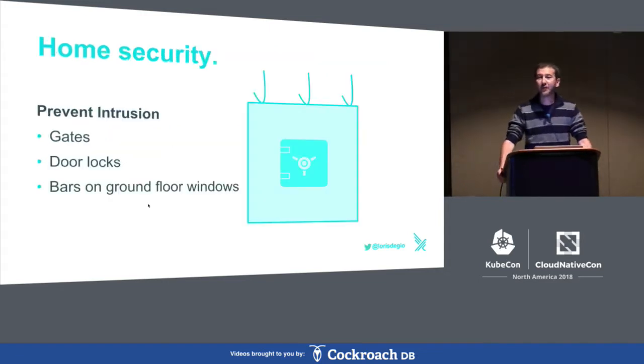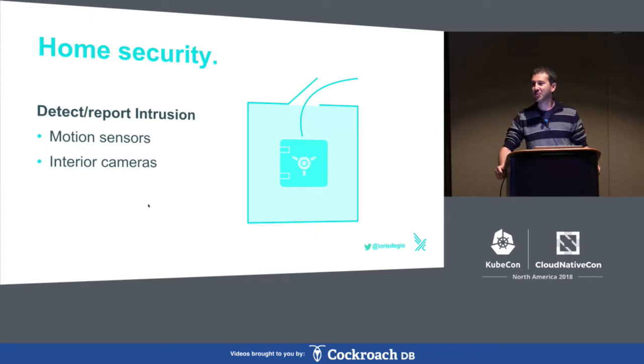So when describing Falco at a very high level, often I use the metaphor of home security, right? When we do home security, we want to do prevention, right? We want to prevent people from breaking in and coming into our house. Typically, we do that with gates, door locks, bars on the windows, and stuff like that. And that's great, but often we also want to enrich that with some kind of way to detect and report intrusions. So typically for our home, we use stuff like motion sensors or interior cameras or stuff like that, right?